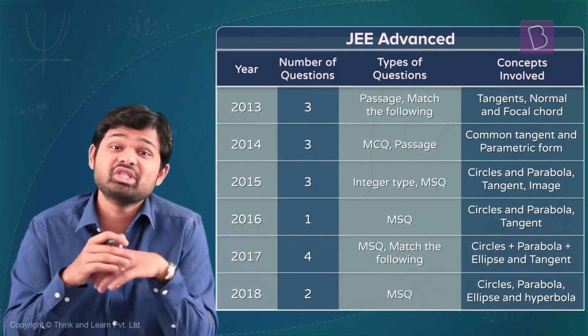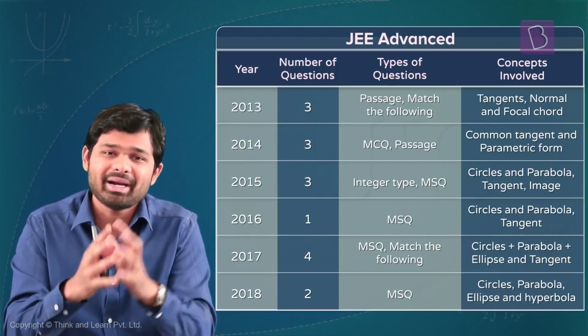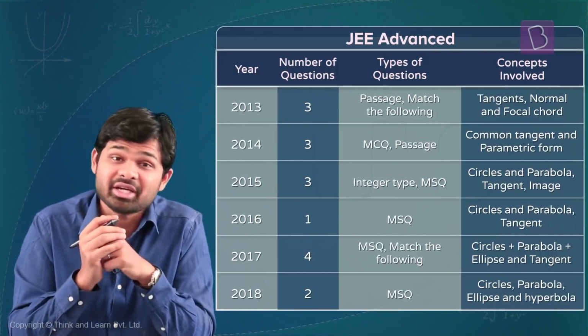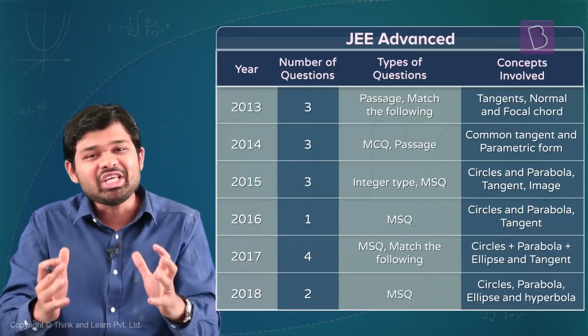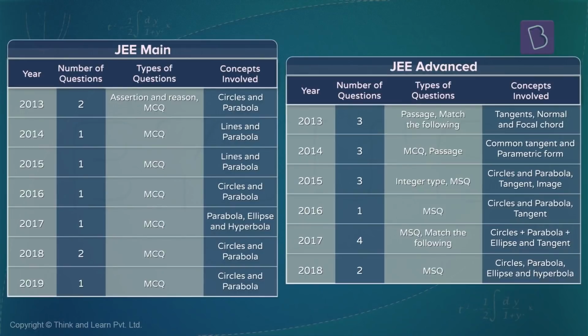In 2018 again, there were 2 questions. Again, a lot of conic sections were intertwined. There were circles and ellipses and parabolas all intertwined in a couple of multiple correct answer kind of questions. So you see how important parabolas is in the mains and advanced examinations.